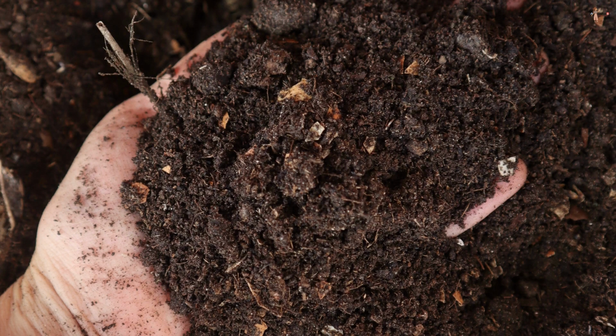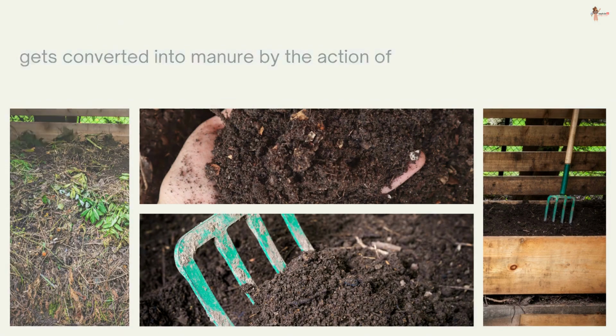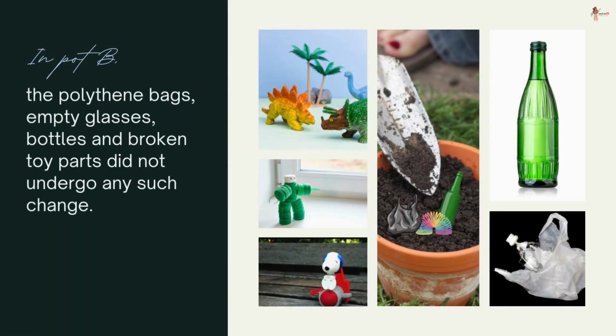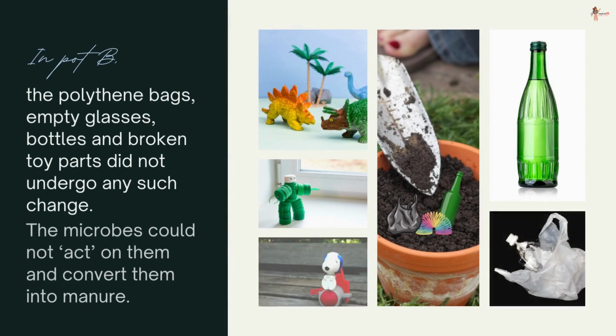You will find that plant waste in pot A has been decomposed. How did this happen? The plant waste has been converted into manure by the action of microbes. The nutrients released in the process can be used by the plants again. You would also notice that in pot B, the polythene bags, empty glass bottles, and broken toy parts did not undergo any such change. The microbes could not act on them and convert them into manure.